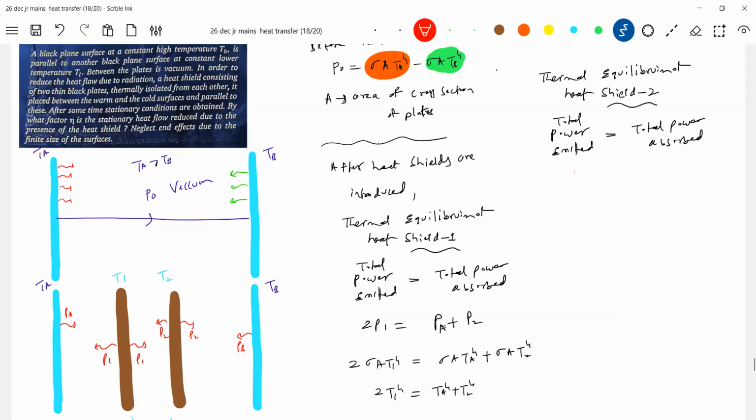Again, it will be 2P2 is equal to P1 plus PB. What all will it emit as power? Then what is the power absorbed? The power emitted by sheet 1 and sheet B is what will be incident on sheet 2, and that will be absorbed. Let's write sigma A T to the power of 4. This will be P1. P1 will be sigma A T1 to the power of 4.